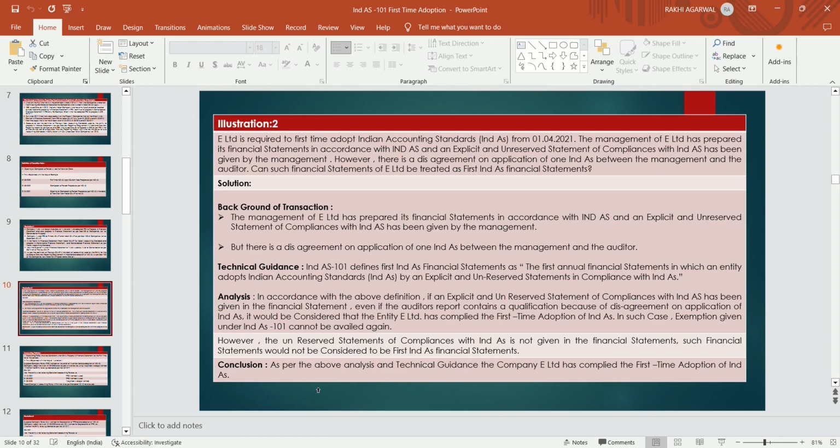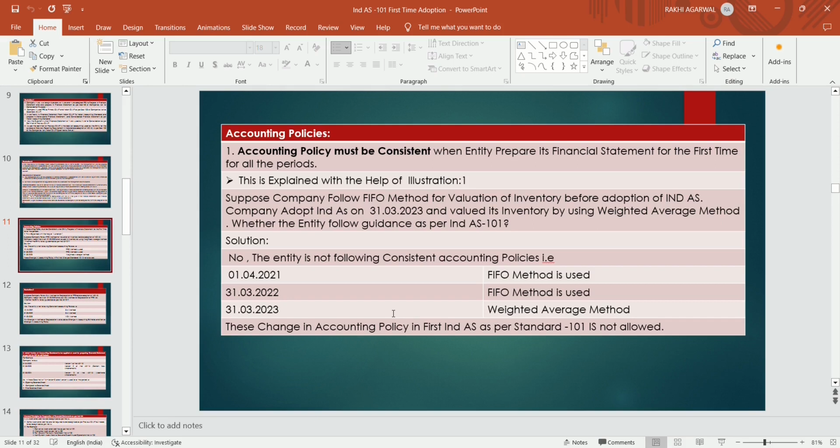However, if the unreserved statement of compliance with IND-AS is not given in the financials, then in such case the financial statement would not be considered to be the first time IND-AS financial statement. So the conclusion, as per the above analysis and technical guidelines, is that the company E Limited has complied with the first time adoption of IND-AS.